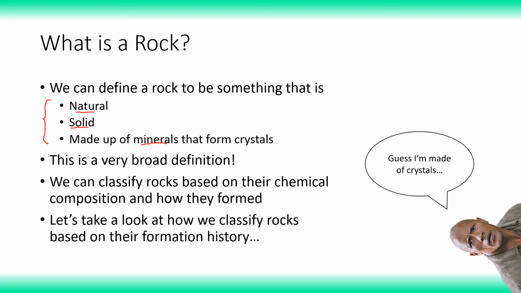So we can classify different rocks based on their chemical composition. That's basically what they are made out of, what atoms and molecules go into making these rocks, and how the rocks formed. Our main focus, because this is a little bit simpler to understand, is going to be the way in which rocks form. Of course, you can classify them based on their chemical composition as well, but that's not something we'll really be getting into. We're going to focus more on classifying rocks based on how they formed.